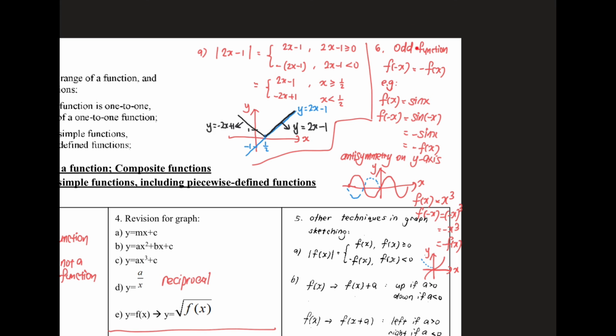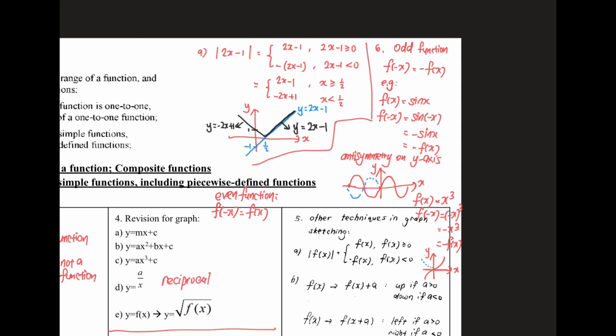So since we have odd function, of course we have even function as well. Okay, so since I have limited space, I put even function here. Even function. So for even functions, the formula is if you put negative to the x, then you will get fx. You won't get negative fx, you get fx instead.